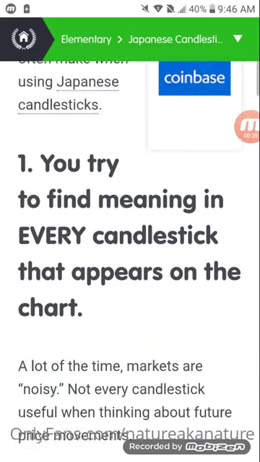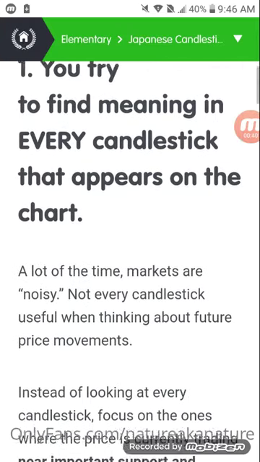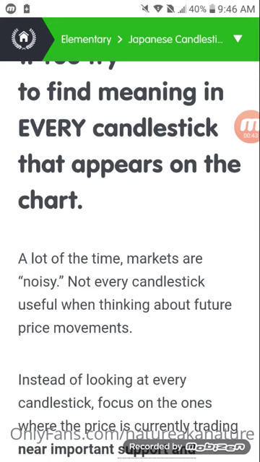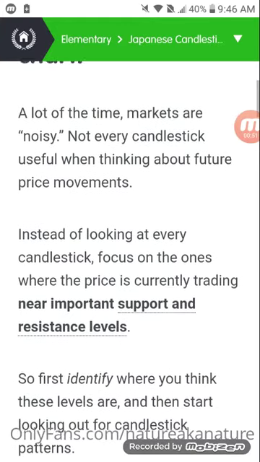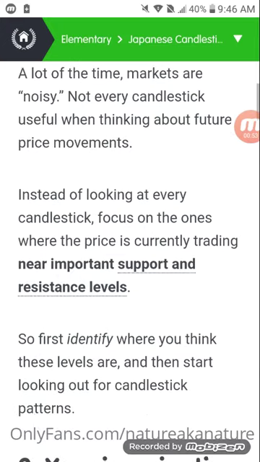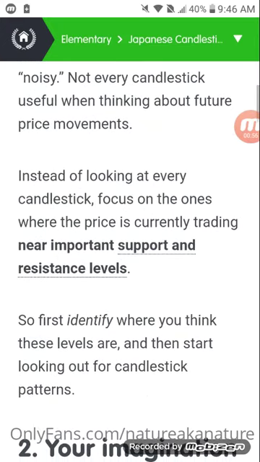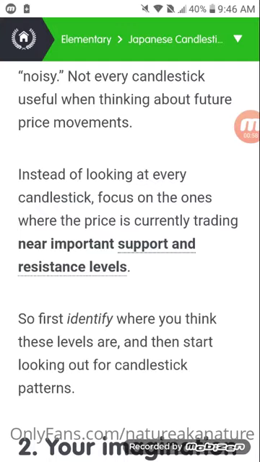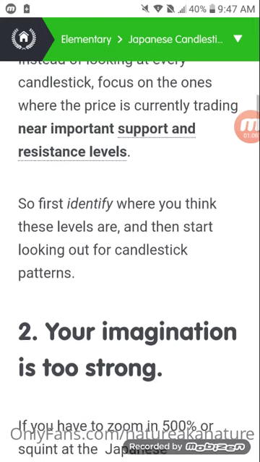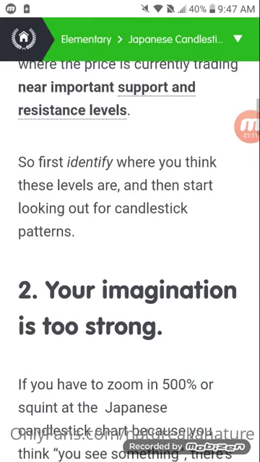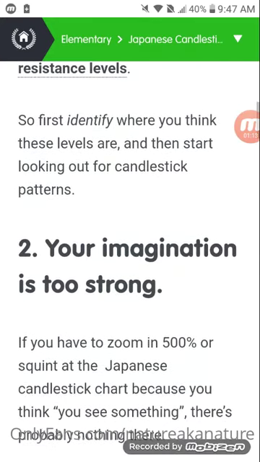You try to find meaning in every candlestick that appears on the chart. A lot of the time, markets are noisy. Not every candlestick is useful when thinking about future price movements. Instead of looking at every candlestick, focus on the ones where price is currently trading near important support and resistance levels. So first identify where you think these levels are, and then start looking out for candlestick patterns.